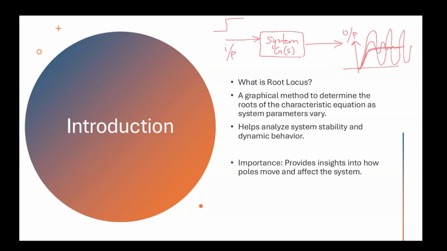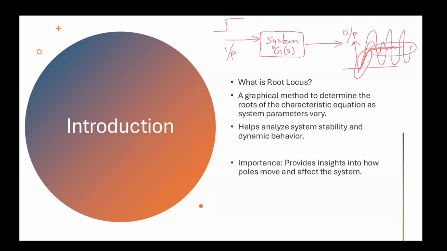So our aim is to analyze and predict the response of a system, so whether it is stable or unstable, and can the transient response be modified. So this part which varies is called the transient part, and this part is called the steady state. So root locus is a graphical technique which gives us information about the performance of the system.